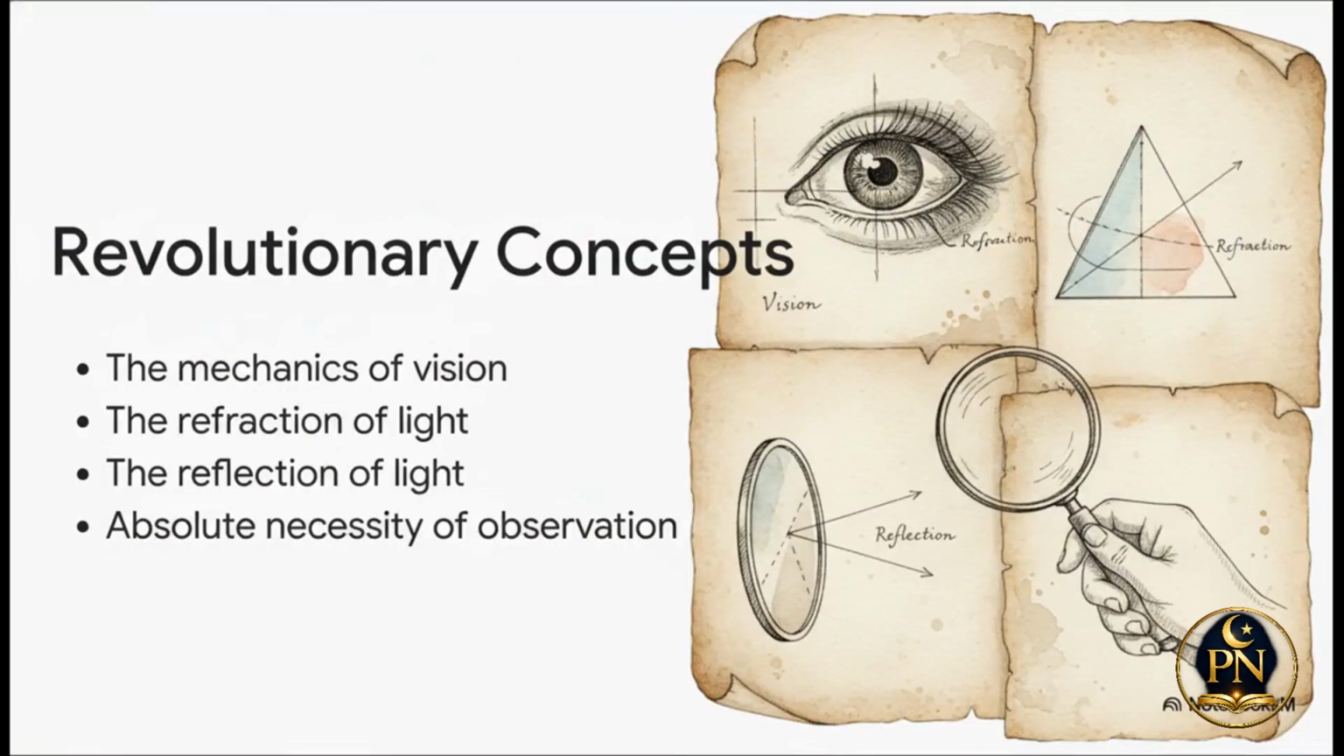When you look at the contents of his book, it's easy to see why it was so revolutionary. He meticulously mapped out the actual mechanics of vision, explaining anatomically how the eye receives light. He broke down the complex physics of refraction, which is why a straight stick looks totally bent when you dip it into a pool of water. He detailed reflection, showing exactly how light bounces off smooth surfaces.